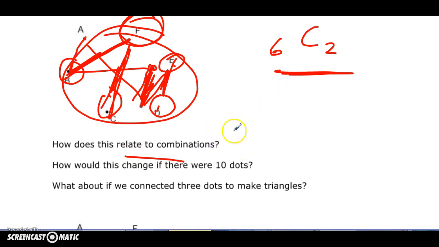Just like I said, this question is that answer, okay? How would this change if there's 10 dots? Same thing, okay? Now you're choosing 2 from 10.